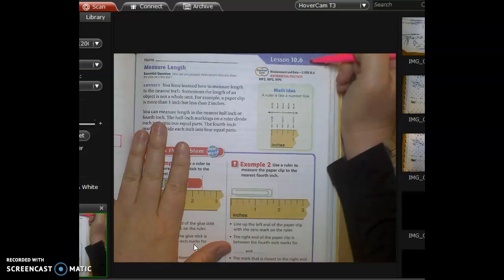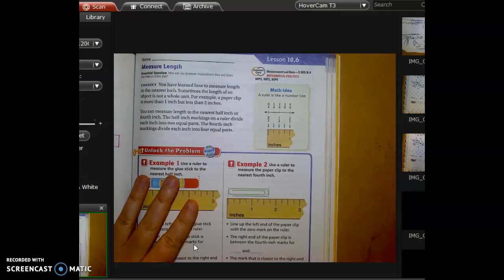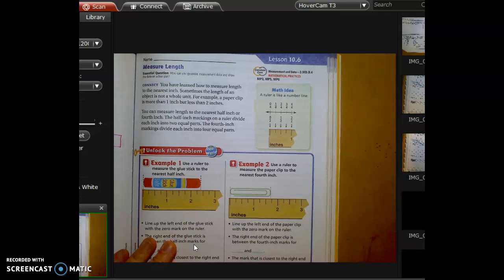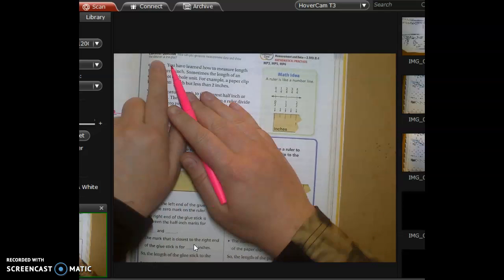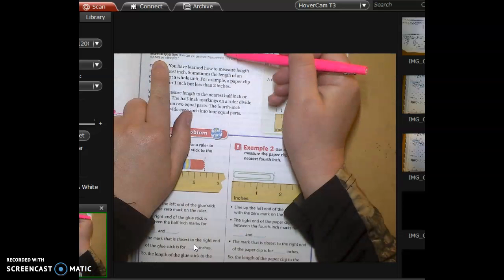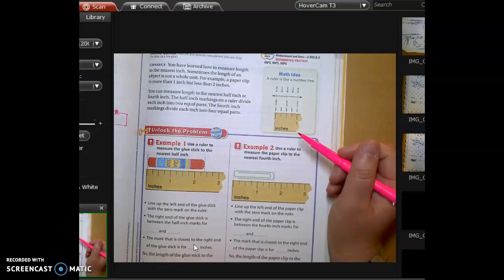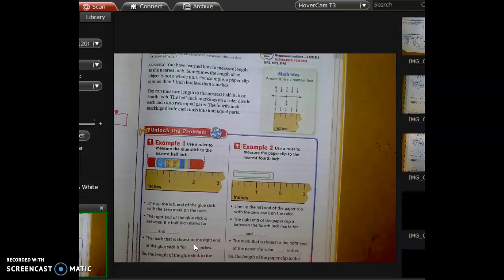So we're on 10.6. It is on page 593. Make sure you find that in your math book, and you are ready to rock. Measure length, essential question: How can you generate measurement data and show the data on a line plot? So not only are we going to figure out how long things are, we're going to plot them and figure out how to do it on a graph.